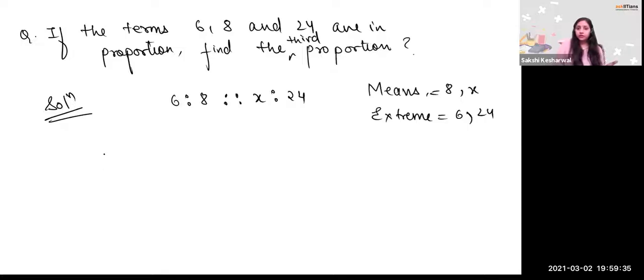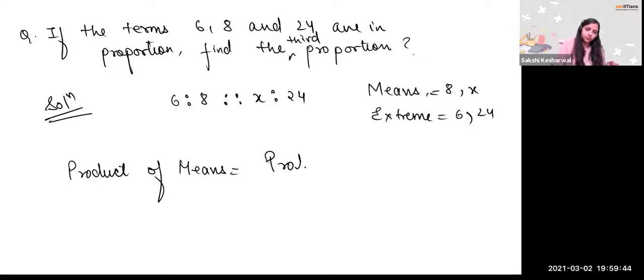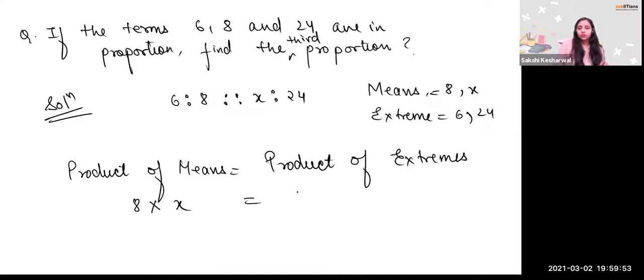So we know that if they are in proportion, then the product of means is equal to what, beta? The product of extremes. Yes. So the product of means is what? 8 into x is equal to what? 6 into 24. Right. So it means what?